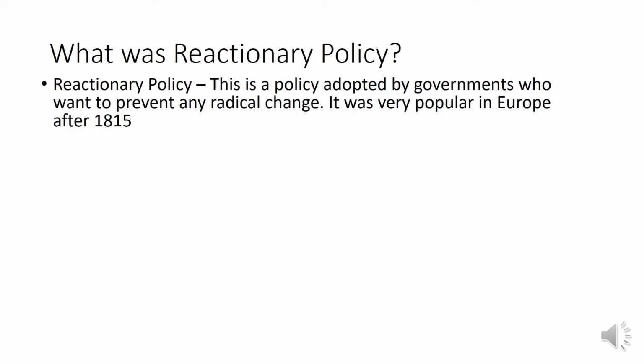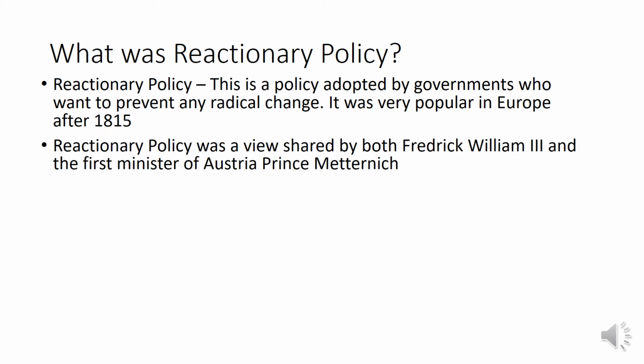The reason they wanted to do this is that after the invasion of Napoleon in the early 1800s, they didn't want to risk losing their power again. They'd regained their power in 1815 and they wanted to keep hold of it. Reactionary policy was a shared view of both Frederick William III and the First Minister of Austria, Prince Metternich.